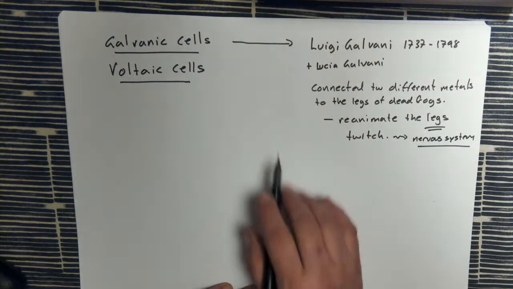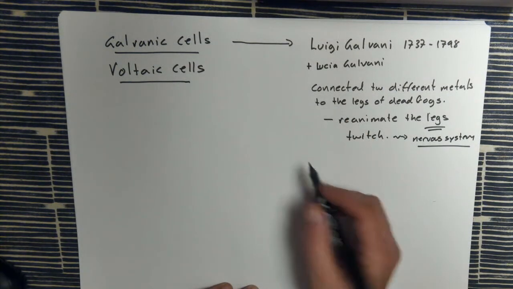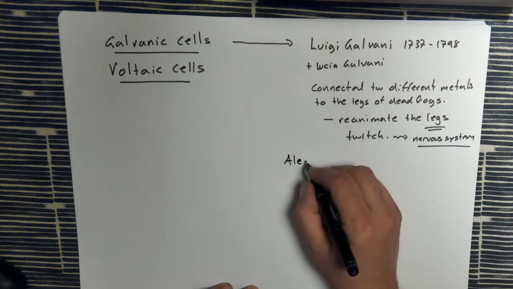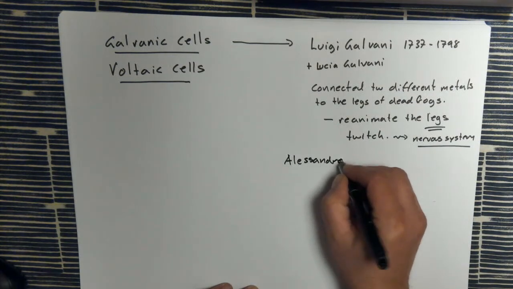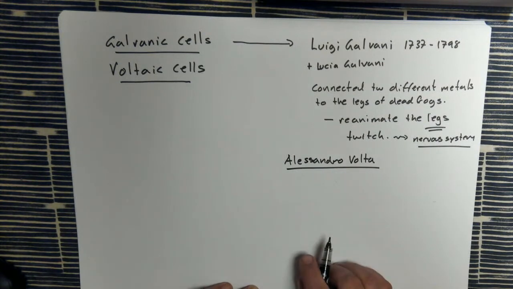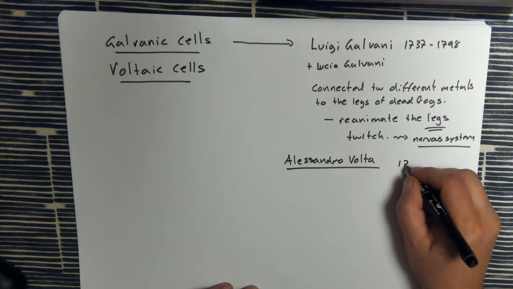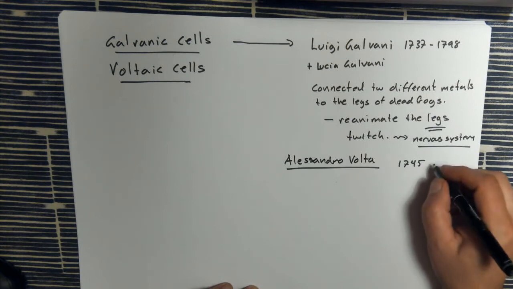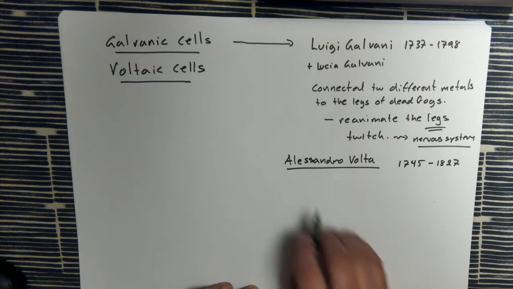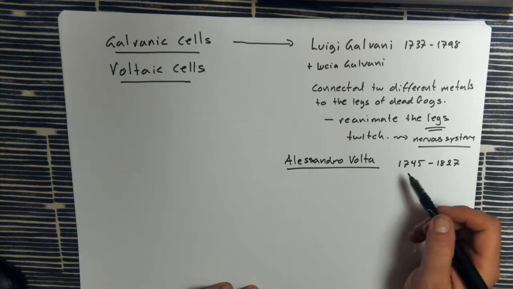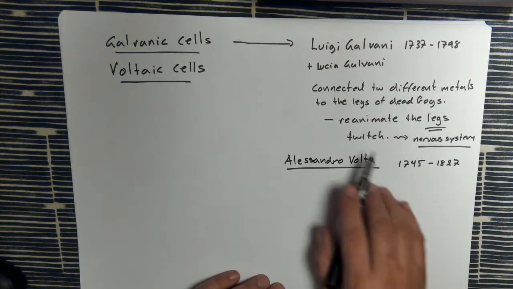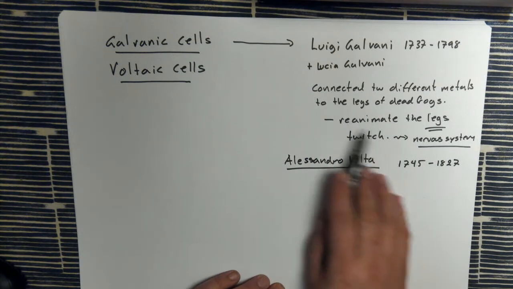He had at the same time at the University of Bologna a friend or a colleague named Alessandro Volta. Volta was a little bit younger. He was born in 1745, lived until 1827. Alessandro realized that the frog leg had nothing to do with it, that it was actually the two different metals.